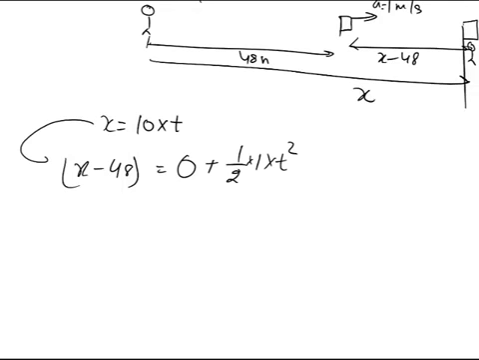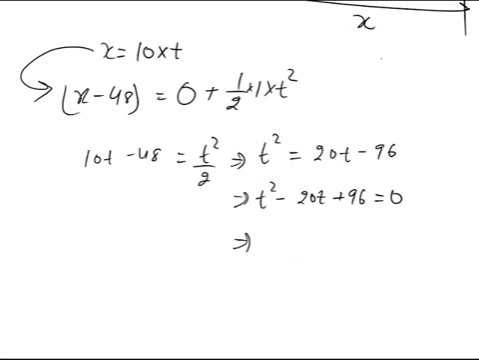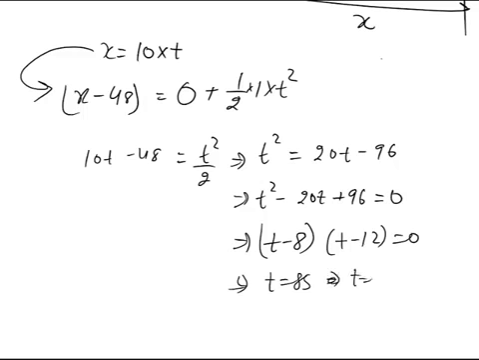It also travels for the same time t because they are meeting after time t. So let's put the value of x over here. 10t minus 48 equals t square over 2. t square equals 20t minus 96. t square minus 20t plus 96 equals 0. And we know 12 into 8 is 96. So (t minus 8)(t minus 12) equals 0. So time comes out to be 8 seconds as well as 12 seconds.